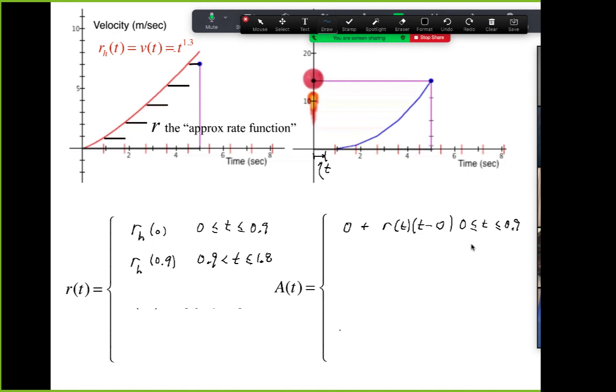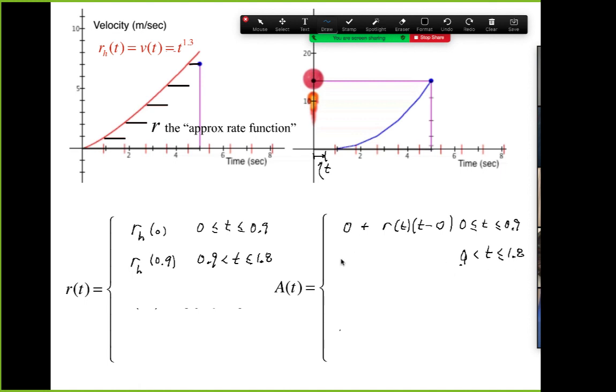Okay, and then who wants to do the next one? So from 0.9 to 1.8, it'd be A of 0.9 plus r of t times t minus 0.9.